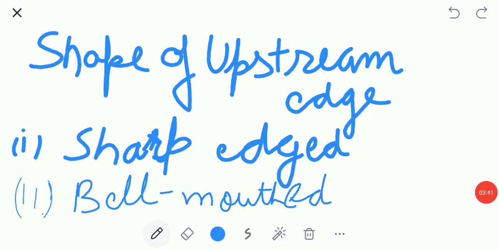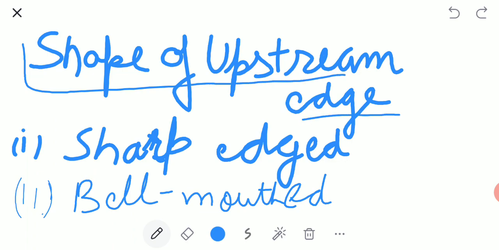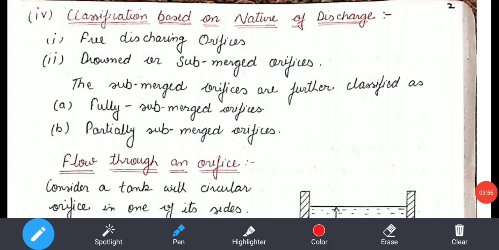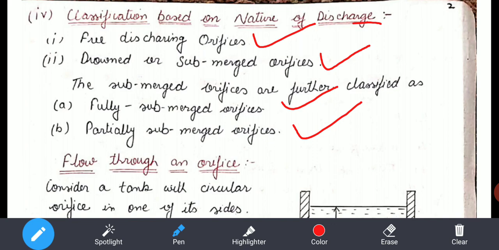Next comes the shape of the upstream edge. Based on the shape of the upstream edge, orifices are of two types: sharp edge orifice and bell mouth orifice. Now move on to the next classification, which is based on nature of discharge. There are two types of orifices: free discharging orifices and drowned or submerged orifices. The submerged orifices are further classified into fully submerged and partially submerged orifices. We will discuss all of them one by one.